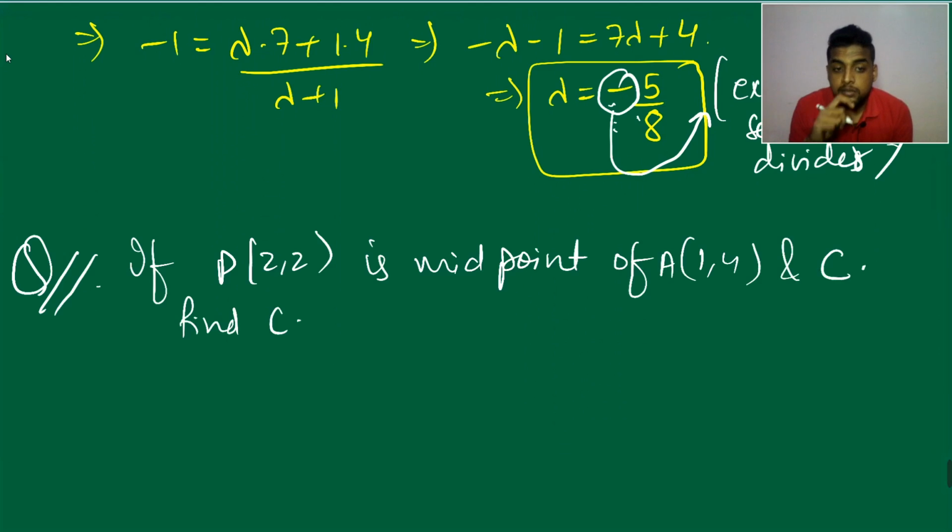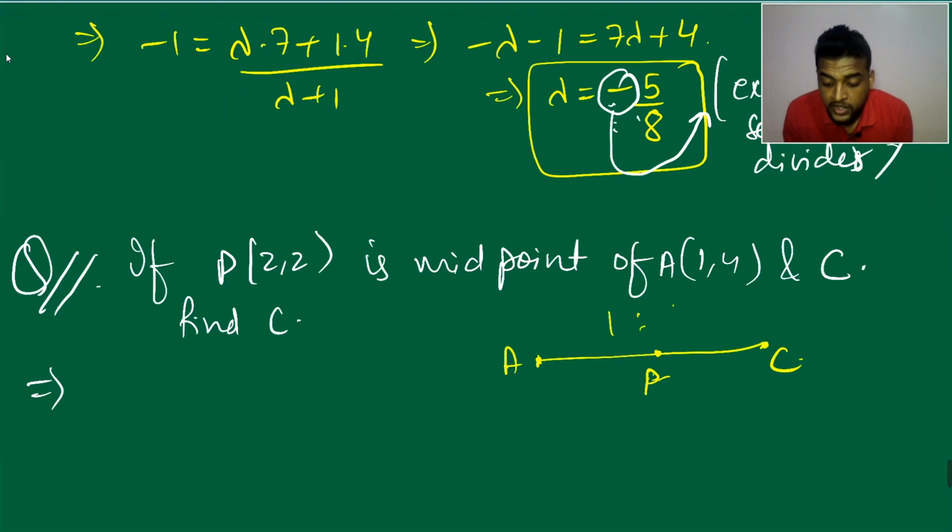Okay, the question is quite simple: a point P is given, which is the midpoint of A and C, and A is given, so only C is unknown and we have to find that. This is A, this is C, and this is P. P is the midpoint, which means 1:1 ratio. A is given as (1, 4), P is given as (2, 2), and C is not given. So let us assume C is (x, y). We have to find C now.